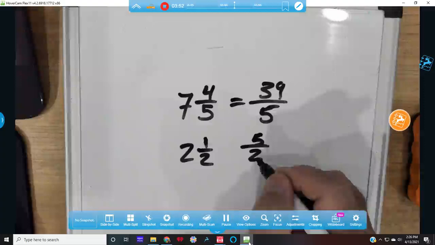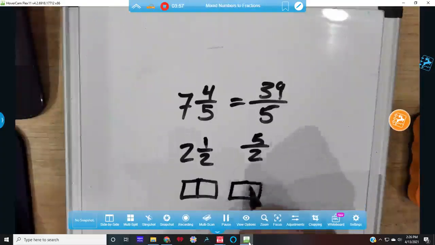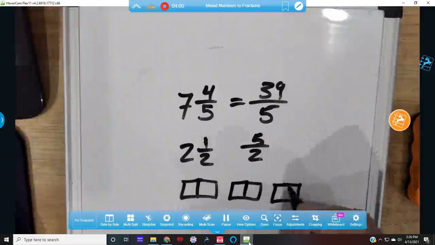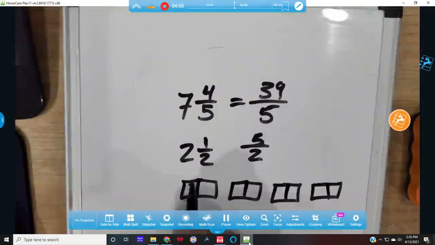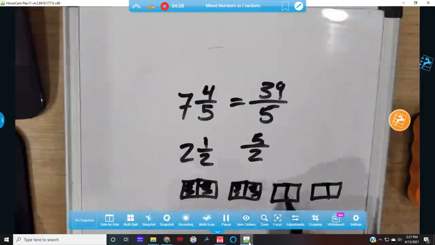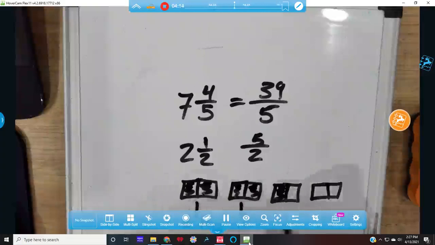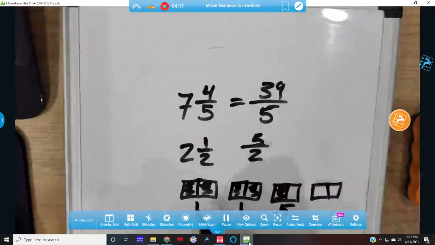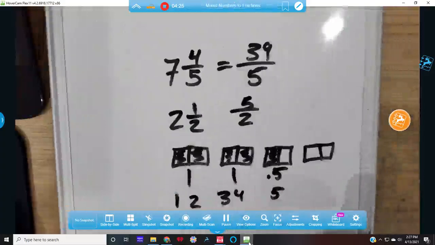So if we look at this, 5/2. If I have, there's 2 pieces, there's 2 pieces, 2 pieces, 2 pieces. So I have 5/2. 1, 2, 3, 4, 5. How many do I have? There's 1 whole, there's 2 wholes, and there's a half. So 1, 2, 3, 4, 5. 5/2. I have 5/2. Okay, sorry if we can't see that.